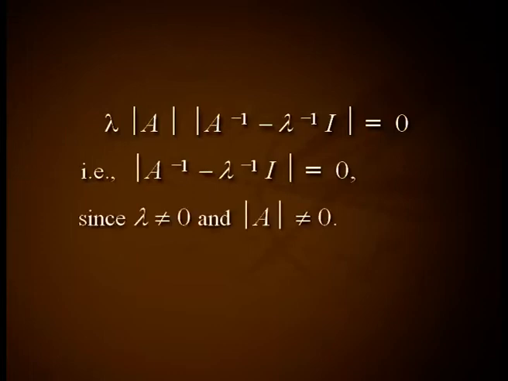equation number 9. The characteristic equation of A is determinant of A minus lambda into I equal to 0, equation 10. Now, substituting the value of A minus lambda into I given in equation 9 in the characteristic equation 10, we obtain lambda into determinant of A inverse minus lambda inverse into I equal to 0. That is, determinant of A inverse minus lambda inverse into I equal to 0, since lambda not equal to 0 and determinant of A not equal to 0.